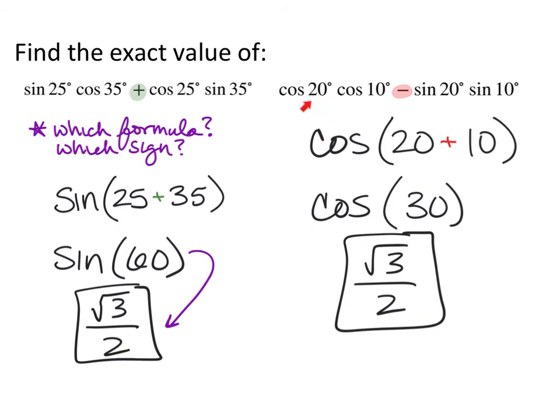Same thing happening over here. Because the cosines are together in the first term, we know this is the sum or difference of cosine. And since I'm subtracting in the formula, I know it's the opposite for cosine, so this is an adding, a sum. So we're going to do the cosine of 20 plus 10, that's the cosine of 30, and guess what? Cosine of 30 is square root of 3 over 2 again. So we can work backwards in these formulas.